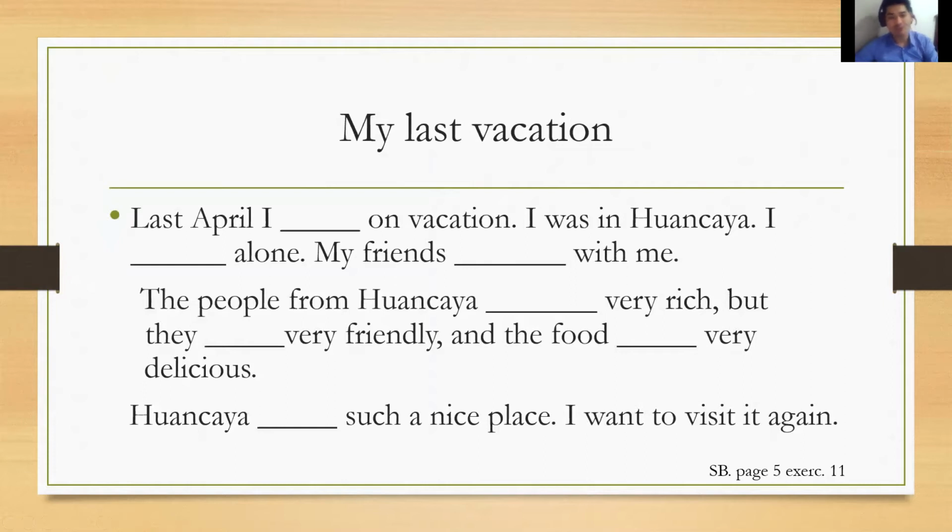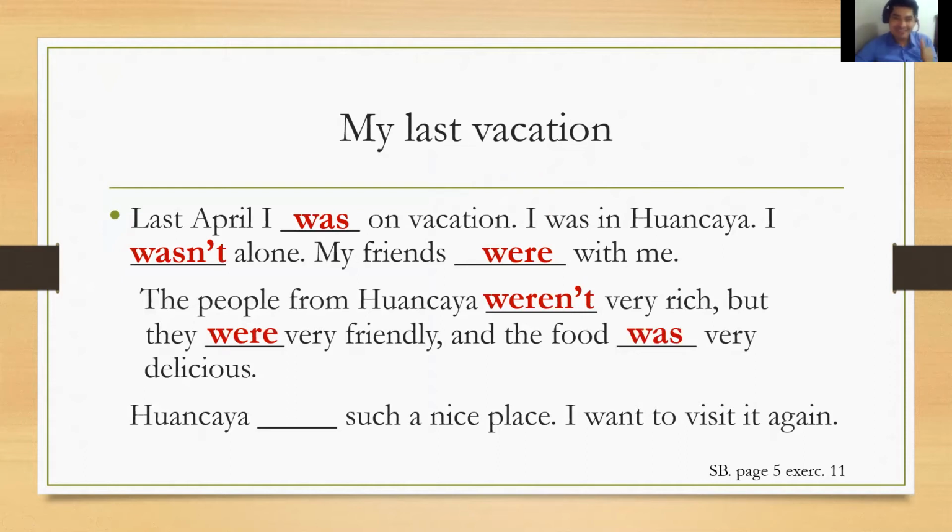Last April, what is the option? What do you think? Yeah, that's correct. I was on vacation. That's good. I was in Huancaya. What is the option? Do you remember? Yes, I wasn't alone. My friends, that's correct, were with me. The people, the locals from Huancaya, what is the option? Yes, but in negative, right? Weren't very rich. But they, yeah, that's correct, they were very friendly. And the food, fried fish and mote broth, the food, yes, was very delicious.